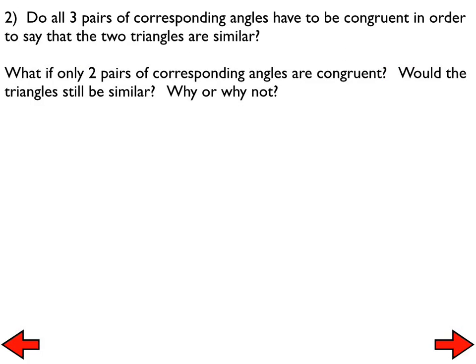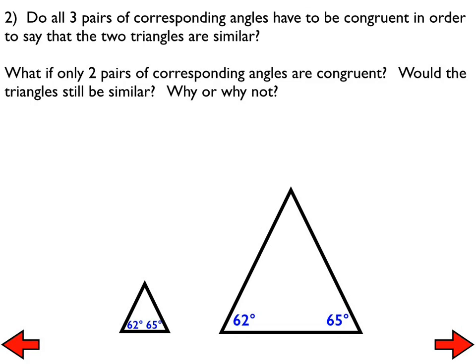So I have a question for you. Do all three pairs of corresponding angles have to be congruent in order to say that the two triangles are similar to each other? What if only two pairs of corresponding angles are congruent? Would the triangles still be similar? Why or why not? So we said before that for similar shapes, the corresponding sides were proportional, and we also said that all the corresponding angles are congruent to each other. So the answer to that first question is yes.